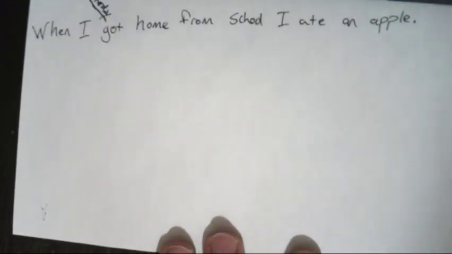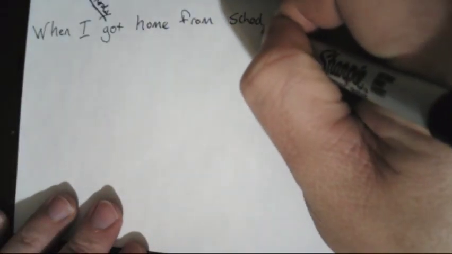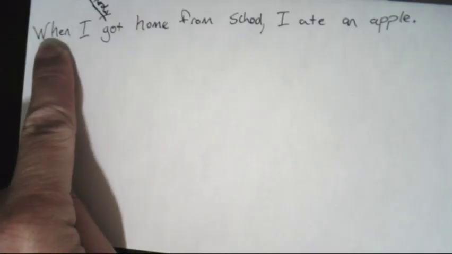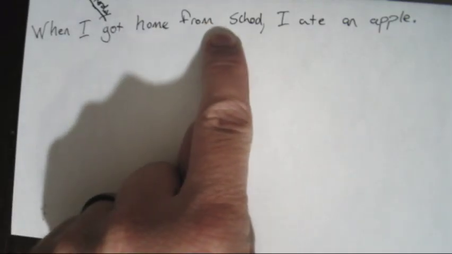Okay, let's look at the next one. Here we've got something a little bit different. When I got home from school, I ate an apple. And you know what? I forgot to throw a comma in here. When I got home from school, comma, I ate an apple. So what is actually happening here? Well, sometimes you might look at this and it'd be easy to say, oh, I got home from school. Is that right? Is that what's actually happening? That is not. See, we've got this indicator right here. When. When shows that this whole chunk that comes after shows a relationship in time, right?